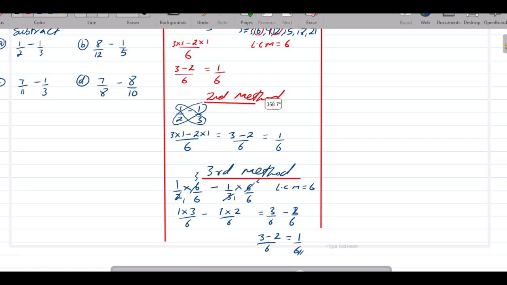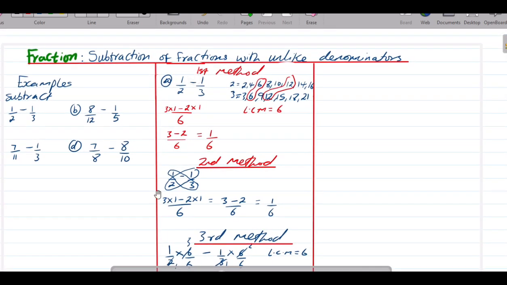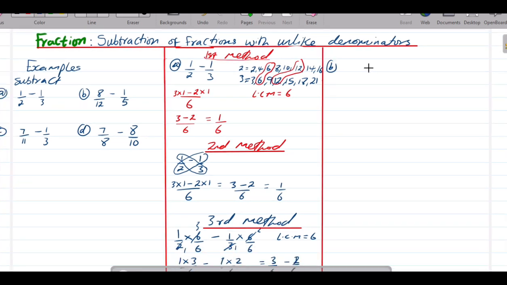Okay, so I'm going to be using any of these three methods now to solve the remaining questions. I'll be applying any of the methods I just showed you. So let's proceed. The second question says we should subtract 1 over 5 from 8 over 12. So I'm having 8 over 12 minus 1 over 5. Let's use the first method by finding the LCM. Let me use the repeated division method this time around.